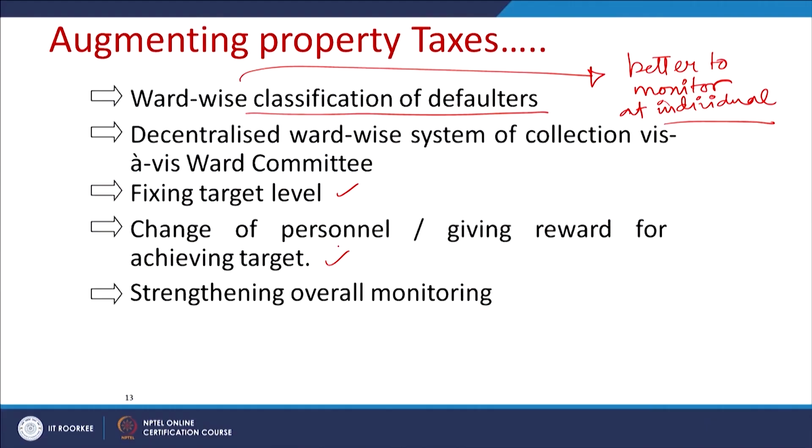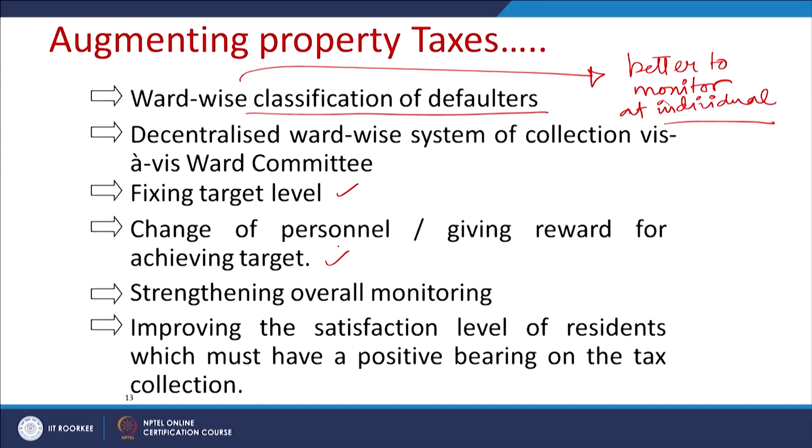Next is strengthening overall monitoring. Now, how are you monitoring? Is it a manual method, or is it that at the local level they are also updating their data, and how is that data synchronized with the municipal data? Those kinds of issues are involved. So, you need to develop a better system and process for seamless and real time upgradation and updation of the database of the municipal tax.